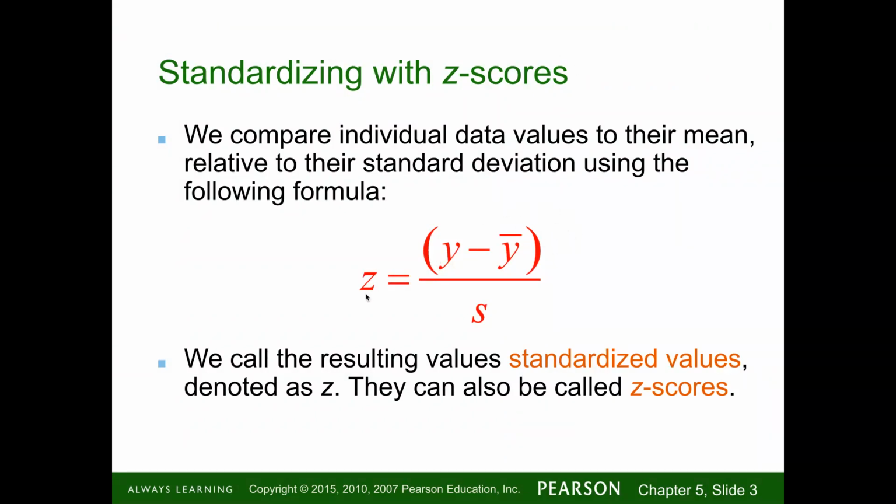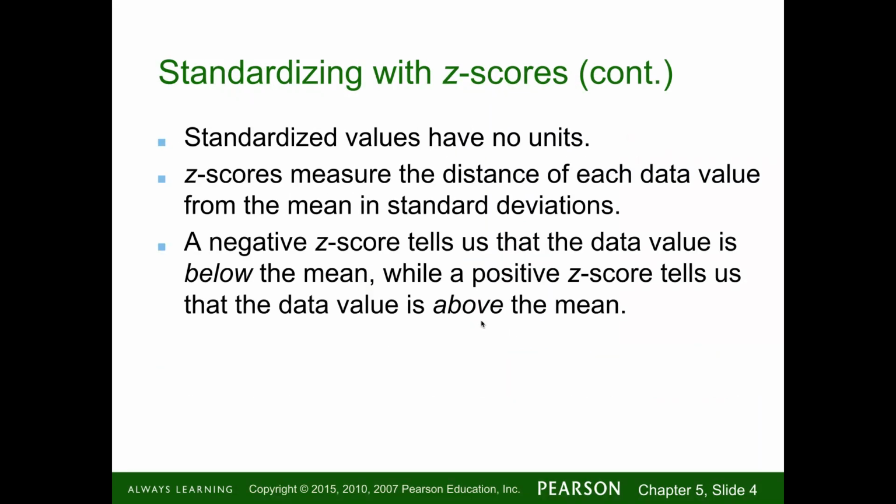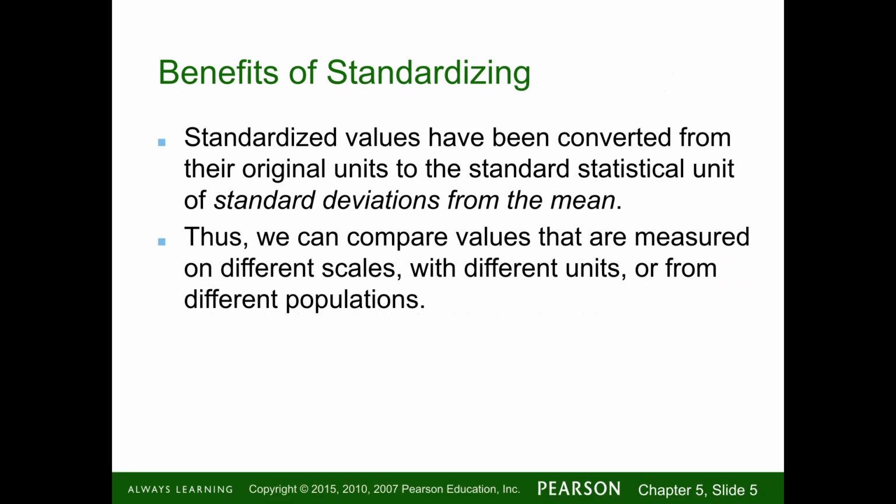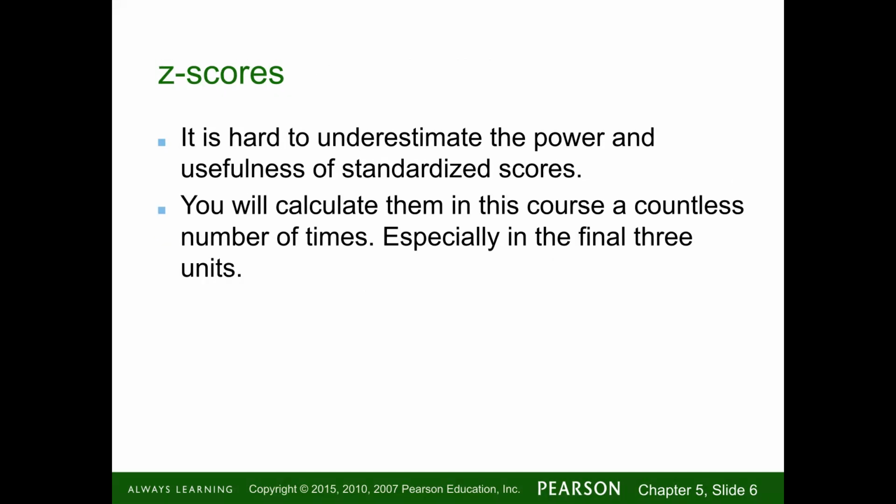Now the formula for a Z-score is y minus y bar over s, which is the standard deviation. Standardized values don't have any units. Z-scores measure the distance of each data value from the mean in standard deviations. A negative Z-score tells us that the data is below the mean, and a positive Z-score tells us it's above the mean. Standardized values have been converted from their original units to the standardized statistical unit of standard deviations from the mean. Thus, we can compare values that are measured on different scales, different units, or different populations.